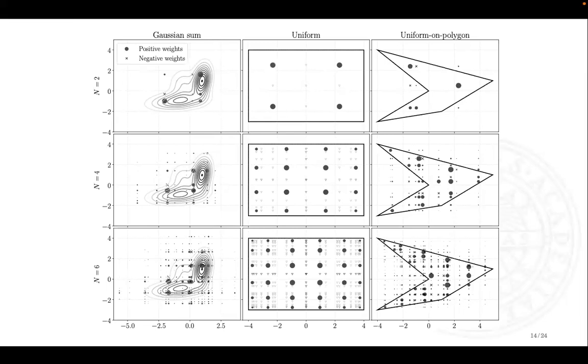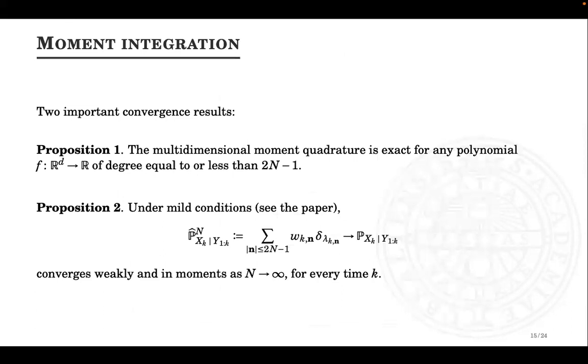We have two examples. A Gaussian sum and a uniform distribution over some polygon area. And those scattered points represent the quadrature rules, and the size of the scattered point represents how large the weight is. You can see that it can well represent the distribution, but the one key problem is that it can give negative weights. So we have sign vector.